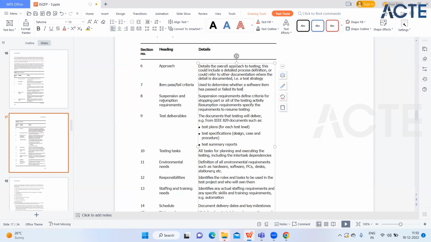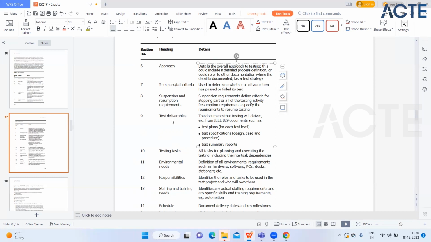Now, eighth one is suspension and resumption requirements. Suspension requirements define criteria for stopping part or all of the testing activity. Resumption requirements specify the requirements to resume testing. Suspension and resumption is like, for example, when all the testing activities are completed, or maybe the application is failing. If something is failing, then when you should suspend it, and when you should resume it. So both these conditions you have to define under the suspension and resumption requirements.